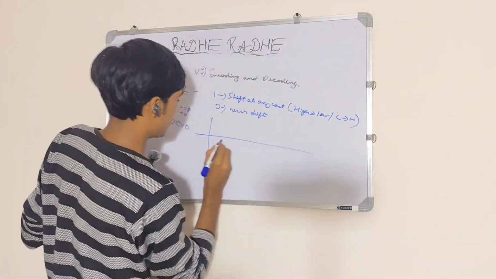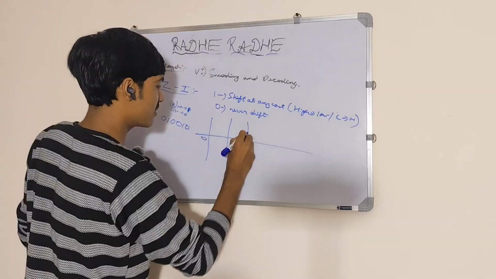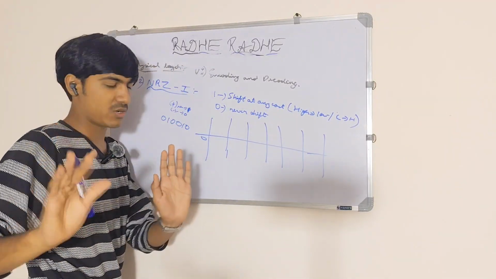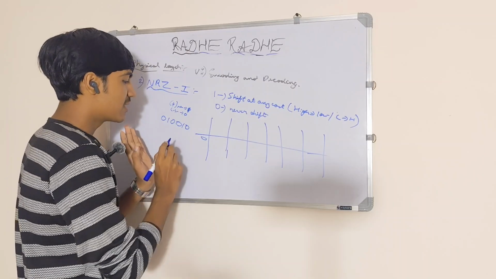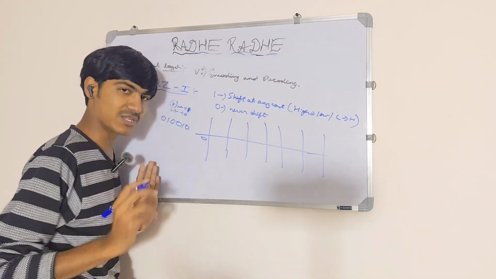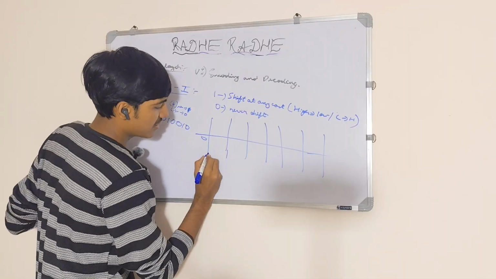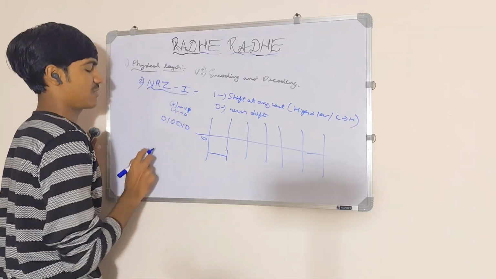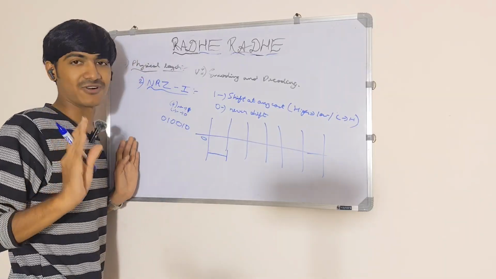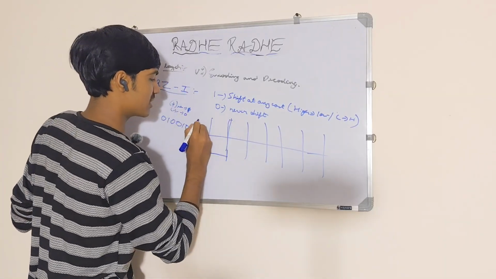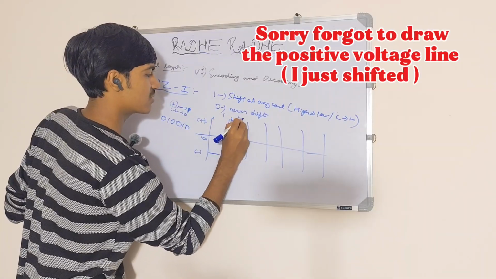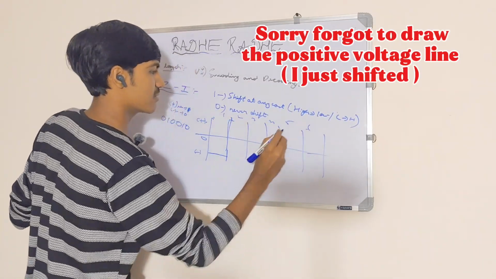Now, we have a graph here. We have 6 bits: 1, 2, 3, 4, 5, 6. The first one is 0. As it is 0, it will start from negative voltage. Now it is 1. I told you 1 means shift at any cost, so shift to positive voltage. It will shift here.